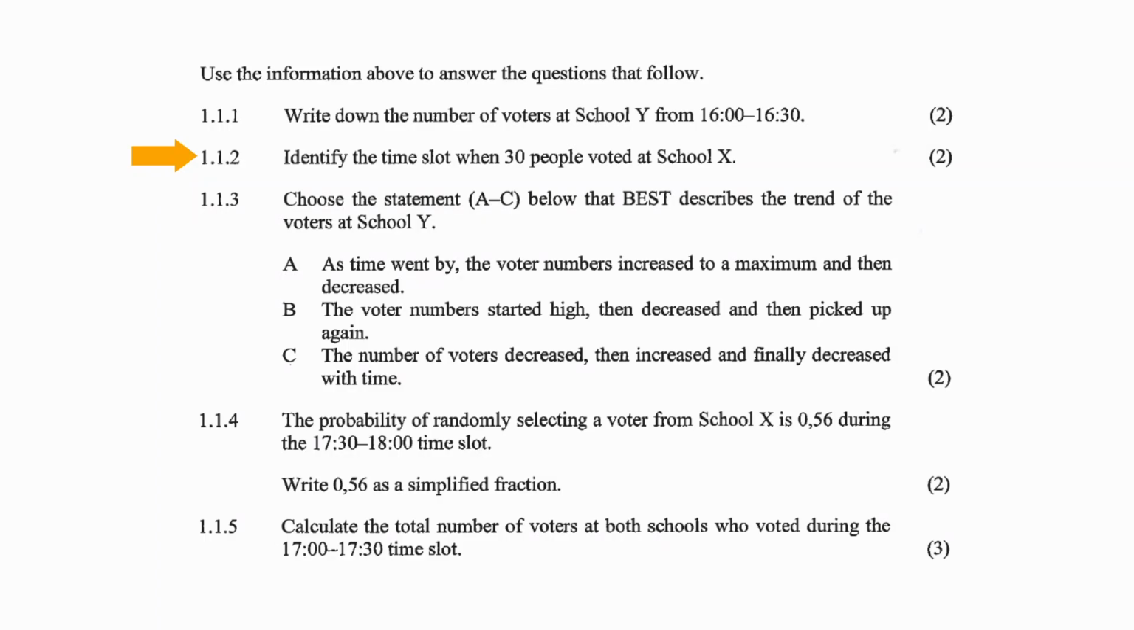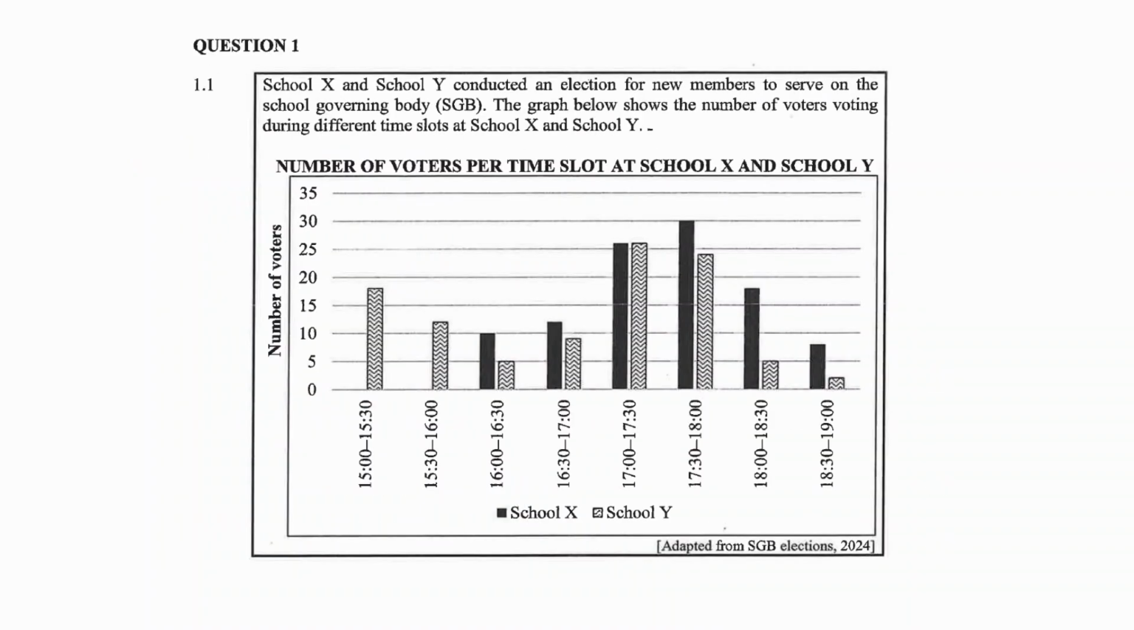In question 1.1.2, you have to identify the time slot when 30 people voted at School X. From the graph, we read off that the only time period where 30 people voted was between 1730 and 1800 hours, and this was at School X. So the time slot will be 1730 to 1800 hours.